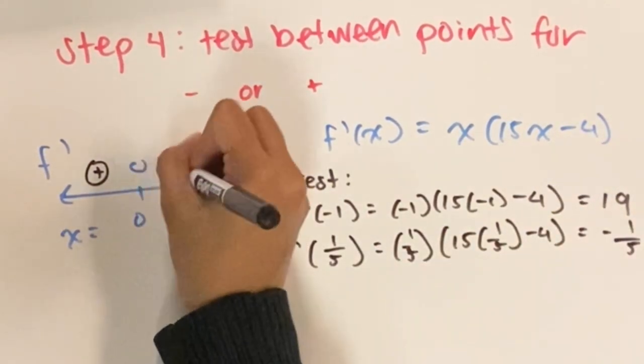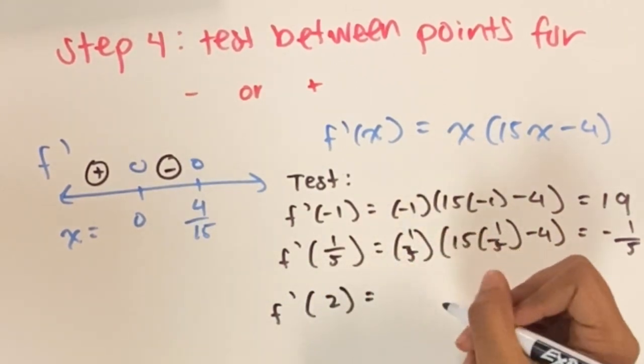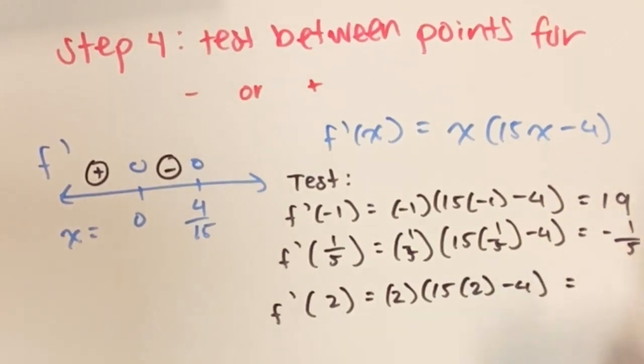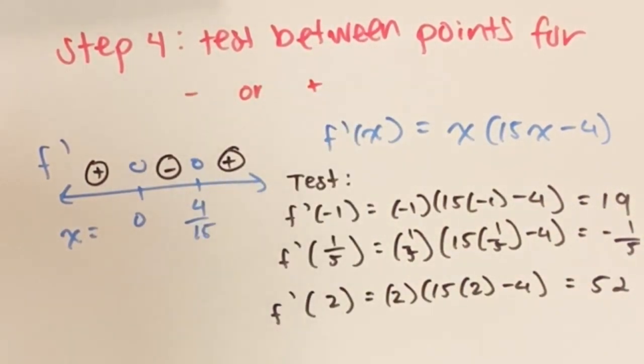F prime of 1/5 is -1/5. Since this is a negative number, we will write a negative sign on this interval in the number line. Lastly, f prime of 2 equals 52. So we will label this interval using a positive symbol.